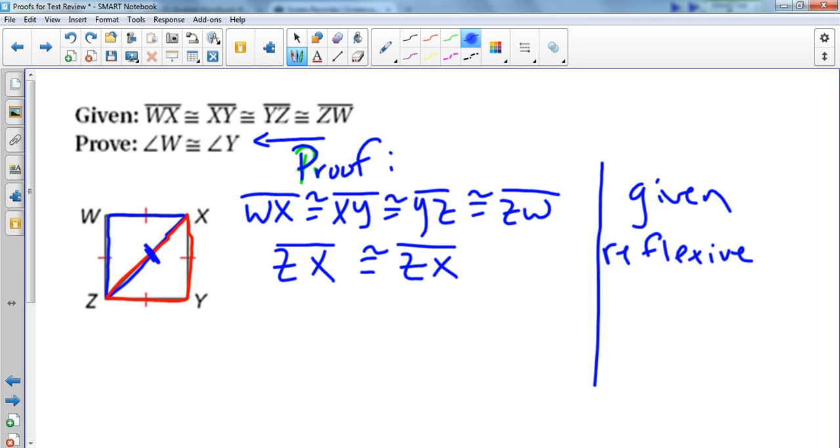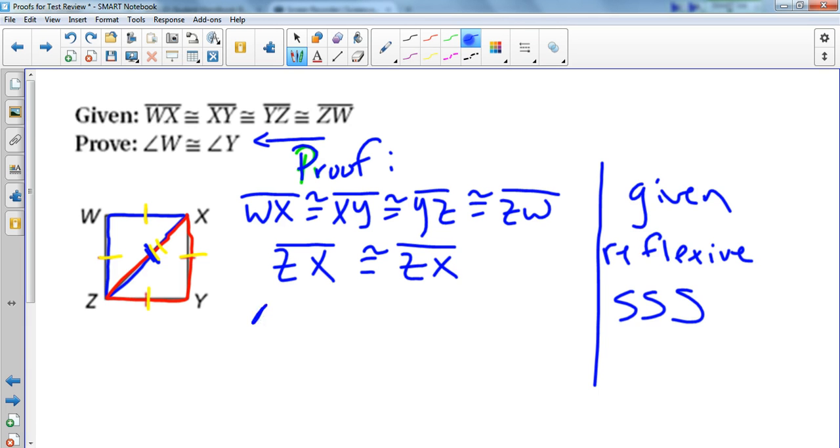Okay, so now we have, from our given, this side, which corresponds to this side, so we have a side congruence. This side corresponds to that side, so we have two sides that are congruent, and this side corresponds to itself. So in the two triangles now, we know that they're going to be congruent to each other by side, side, side, right? All three sides in these triangles are congruent.